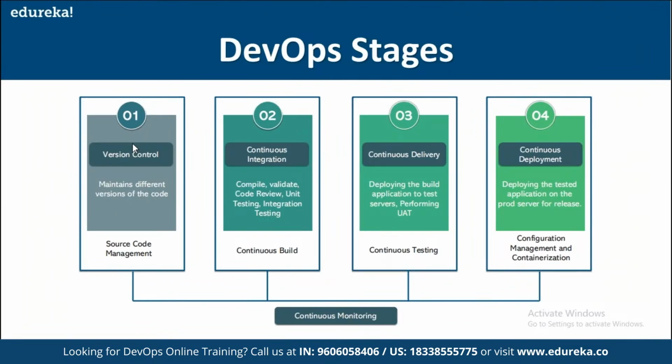What is version control, friends? Version control is three things, friends. Who is writing the code? Where is the code maintained? And what changes did you do, friends?